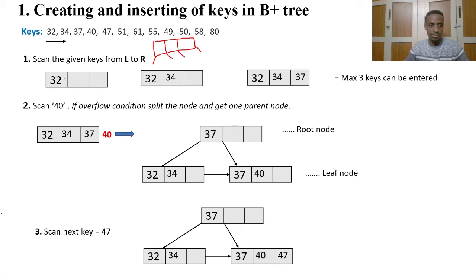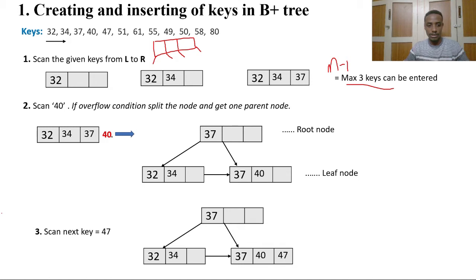First we insert 32 at the first place of this array, and next 34, that is ascending order. So we don't need to rearrange these key values. You can directly insert, and scanning 37, you can add it to the last space of this array. So this array has reached the maximum number of key values, m-1, that you can insert in a B+ tree. So this reaches the maximum.